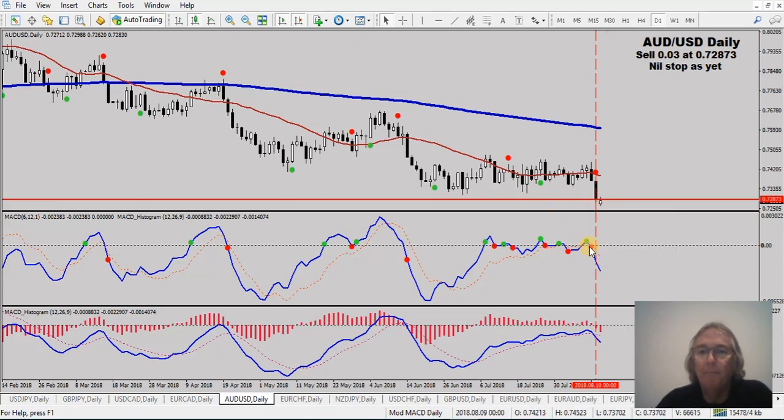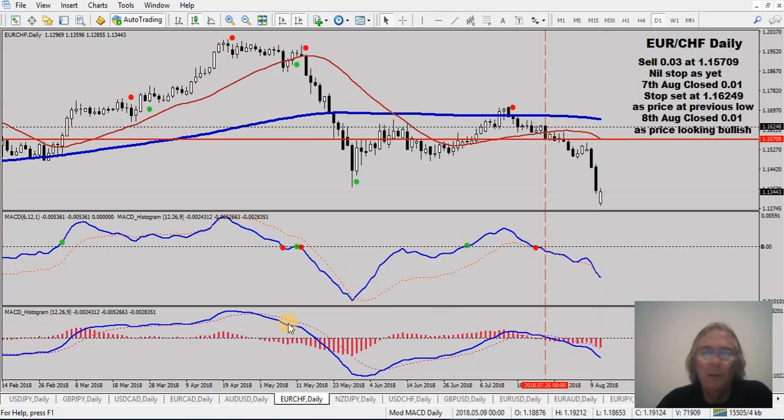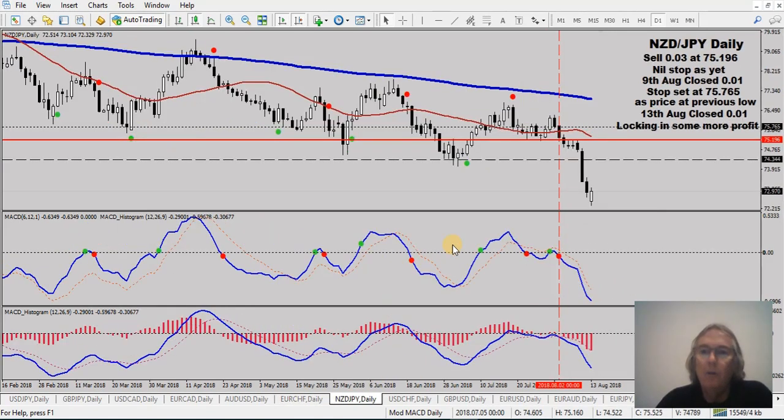Euro Swiss franc in a sell back here. I think I've already closed out close one, close two. So I've closed 2/3 of my trade, and I've got a stop in place up here, so I can't really lose on that as it heads down. New Zealand yen, closed 2/3 of that trade also. That's just a previous low, and stops up here. So that's a good trade.